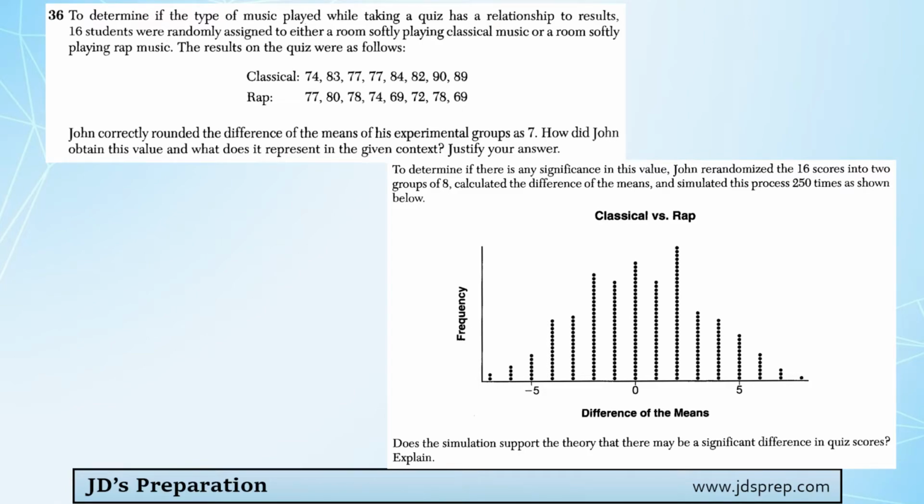In this question, someone's conducting an experiment where two groups of people are taking the same quiz, where one group's listening to classical music in a room and the other group's listening to rap music. And so we can see the results of a quiz that both groups wrote. Now, it says that John correctly rounded the difference of the means of his experimental groups as 7. How did John obtain this value, and what does it represent in this given context?